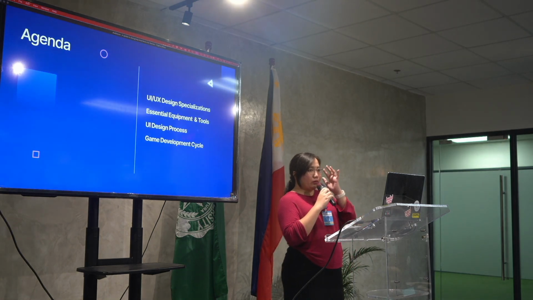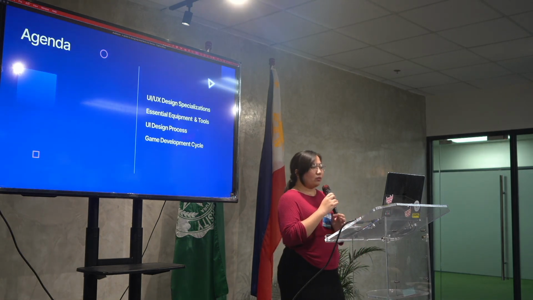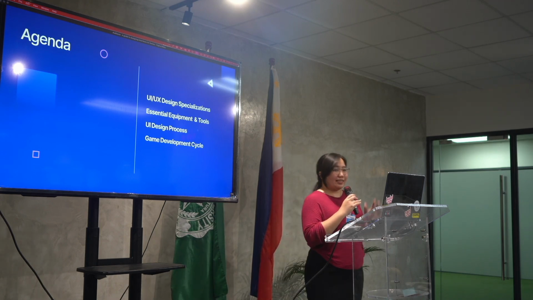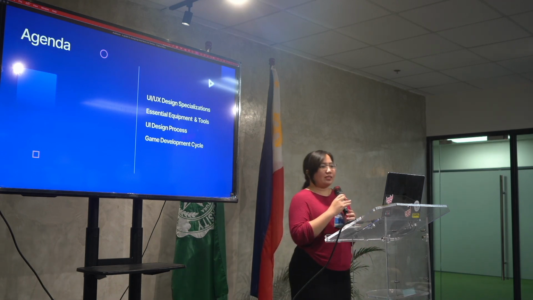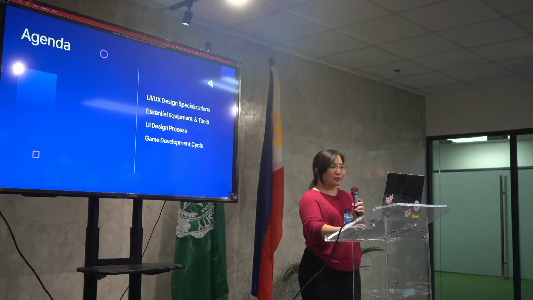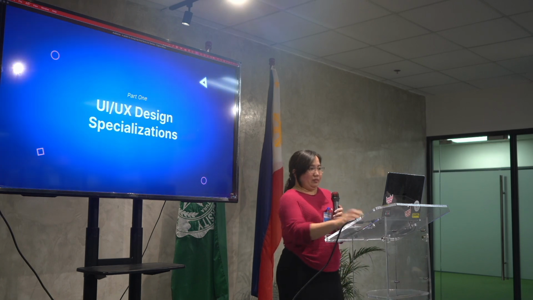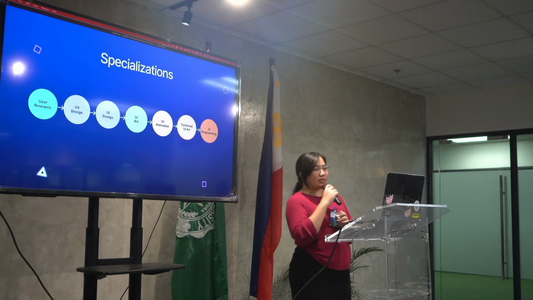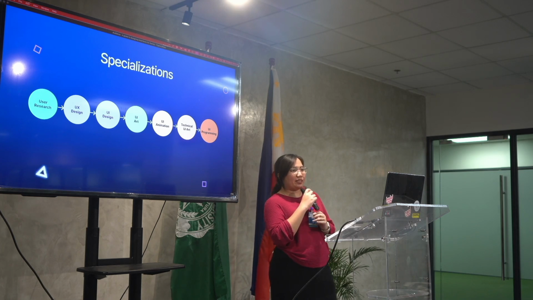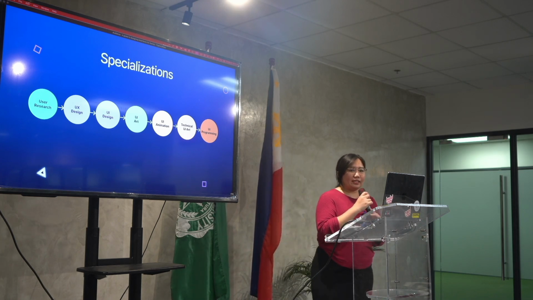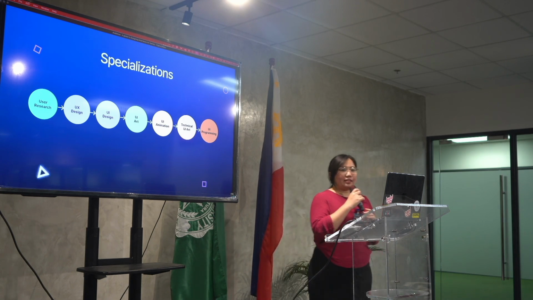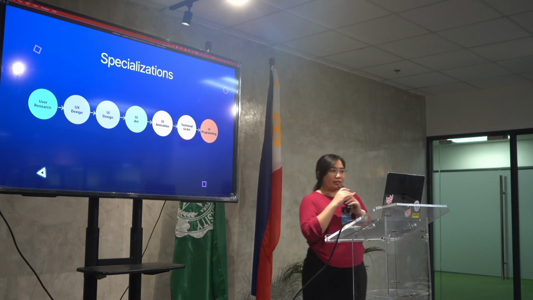So before we get to the design process, it's important to know the UI UX design specializations, essential equipment and tools. Then later I'll share a quick look at the game development cycle. Okay, so the specializations are almost similar to software development, except creating art assets like buttons or HUDs are under UI art, and implementing the assets in the game engine is considered technical UI art.